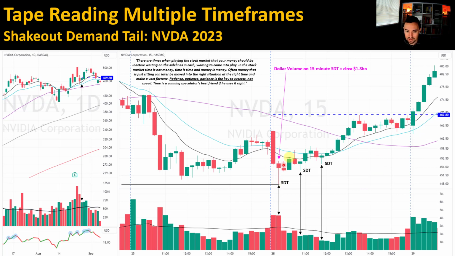Down here, shakeout demand tail. Even better, it's building higher lows, and look how the volume is drying up. What's that telling you about selling pressure? What's that telling you about supply? It's lessening. It's really good to see.